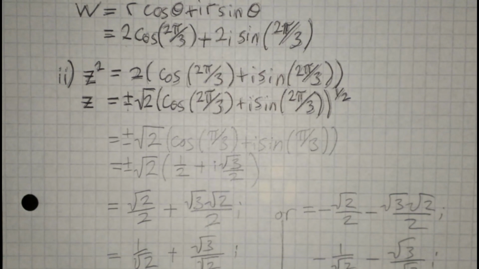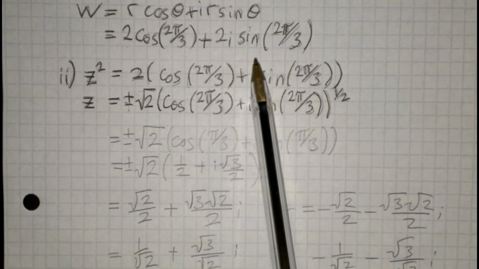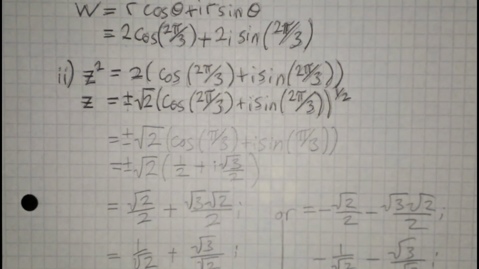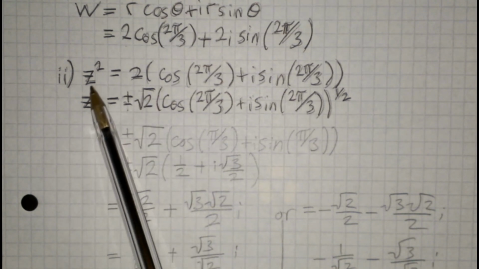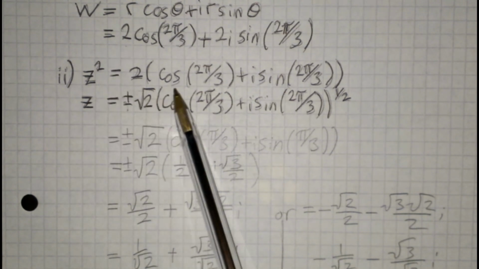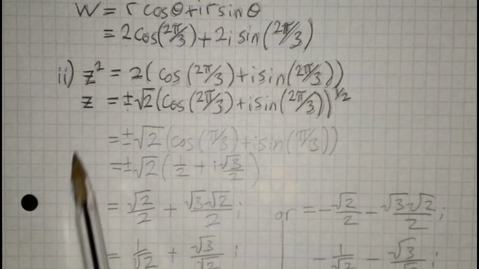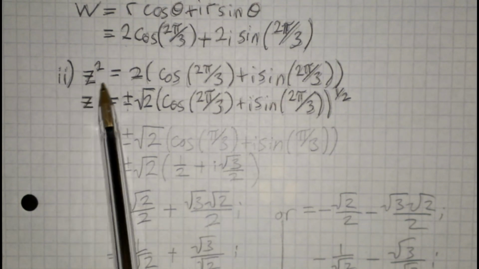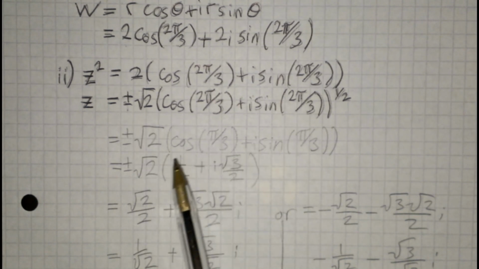We worked out in the last part of the question that -1 plus root 3i is actually equal to 2 times cos 2 pi over 3 plus 2i times sine 2 pi over 3. Well, I can take the 2 out as being common and say that my z squared then is equal to 2 times cos 2 pi over 3 plus i sine 2 pi over 3. To get z on its own then, I have to take the square root of z squared. Naturally then I'm going to have to take the square root of the other side as well.